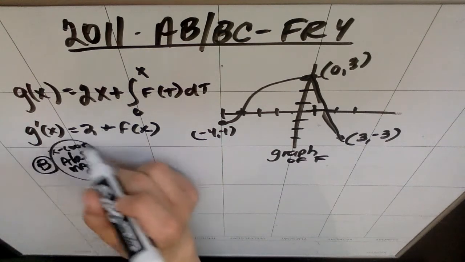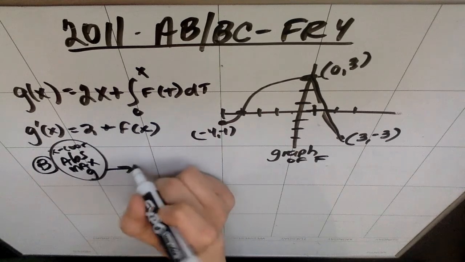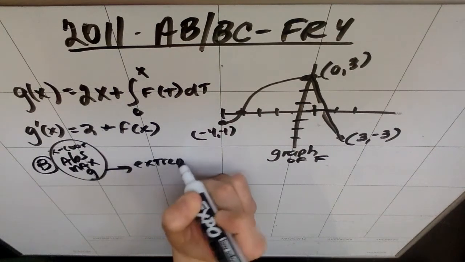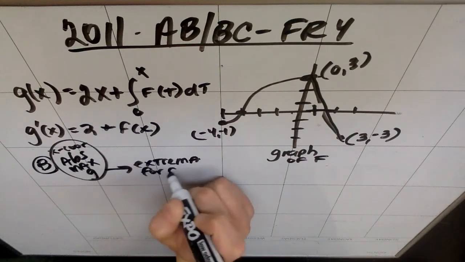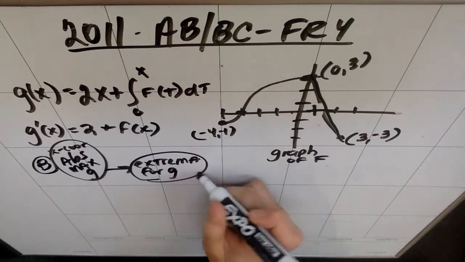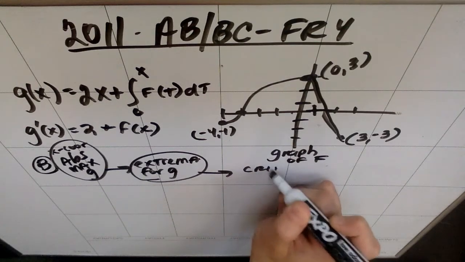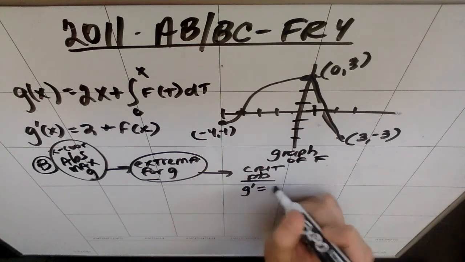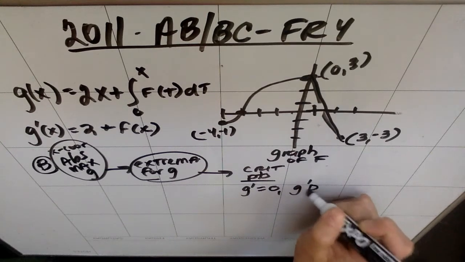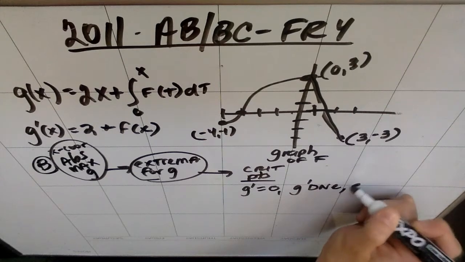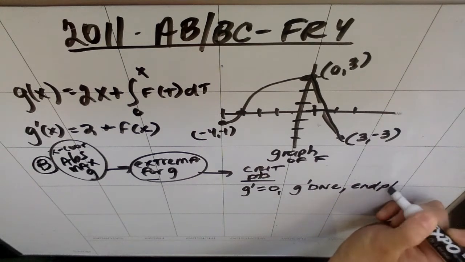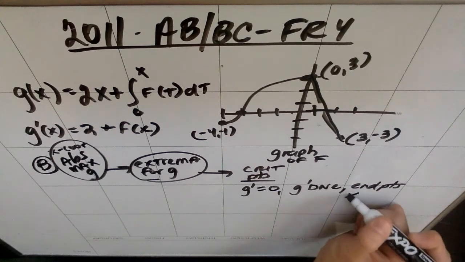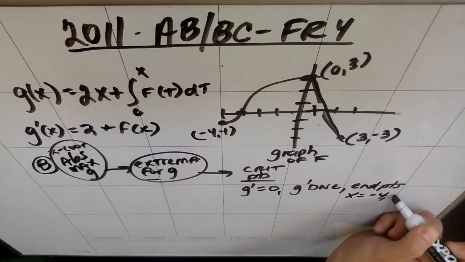The thing I want us to recognize is that when we're talking about extrema for g, we need to find the critical points for g. So the critical points for g are going to happen at the following places: when g prime is 0, when g prime does not exist, or at included endpoints. So we know the endpoints already. The endpoints are -4 and +3.